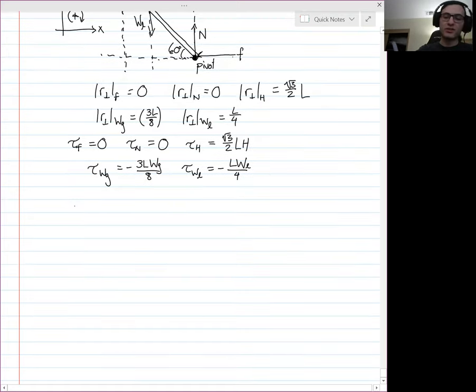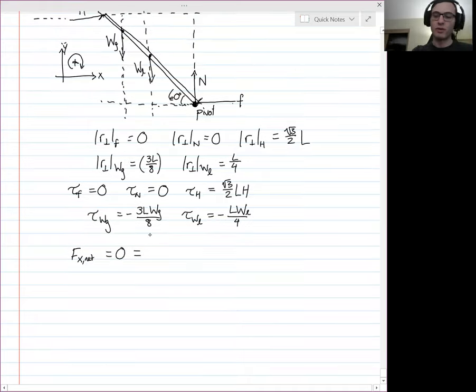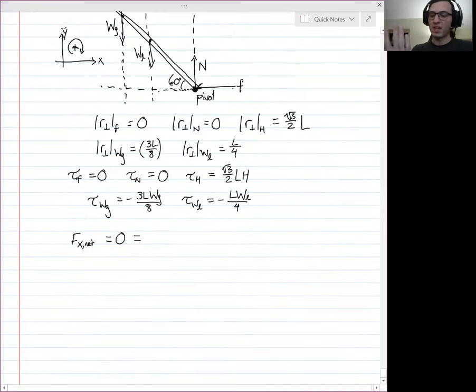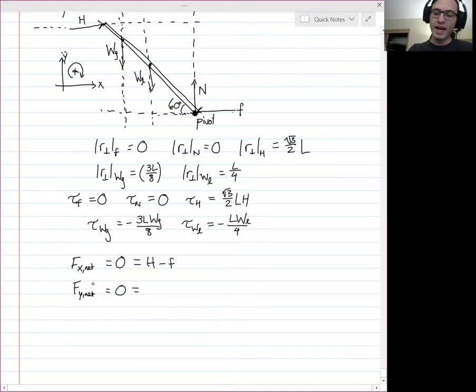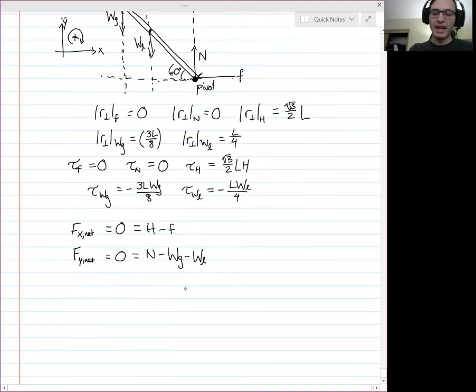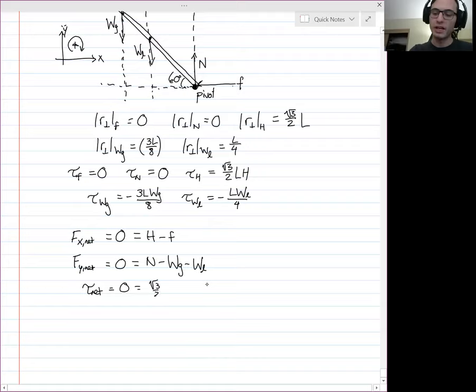So the net force in the x direction is 0 because it's in static equilibrium. Let's add up the forces. We have H minus F. Those are the only horizontal forces. The net force in the y direction is also 0 because it's in static equilibrium. And so we have N minus WG minus WL. And the net torque is 0, so we just add up all of the torques, which is square root 3 over 2 LH minus 3 LWG over 8 minus LWL over 4.